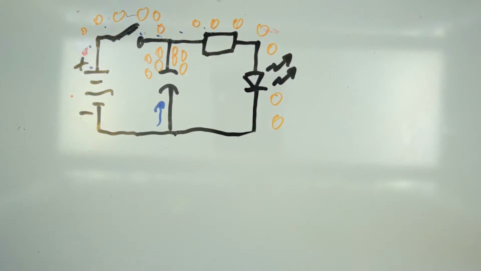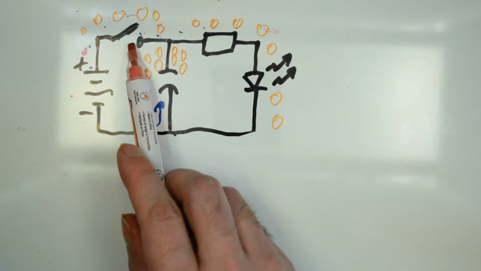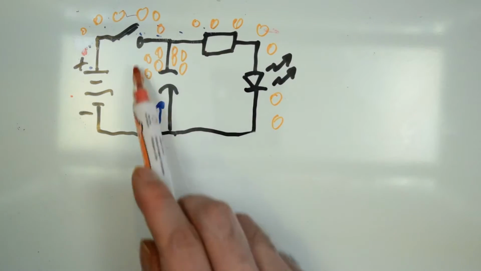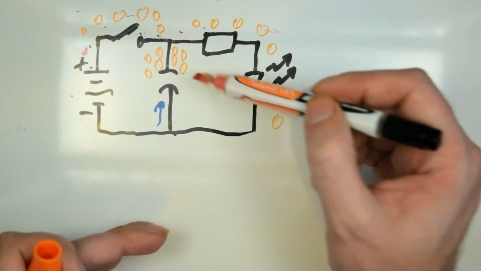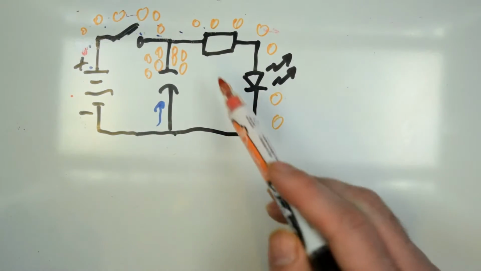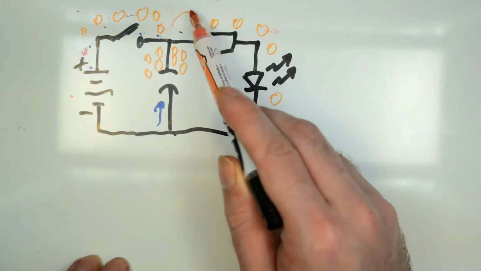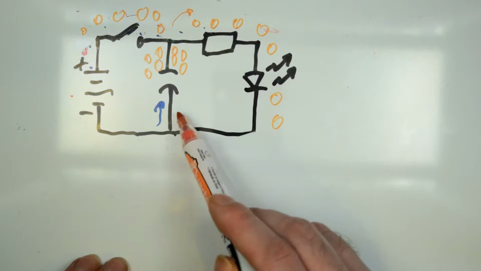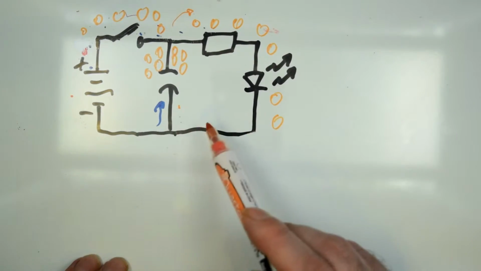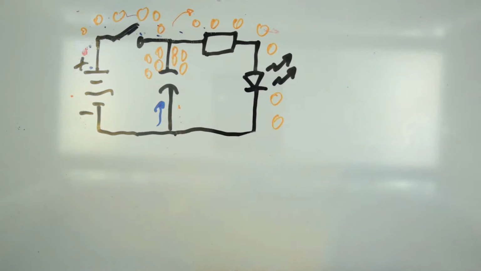Well, what happens if we open this switch? Well, you still have a bunch of holes all backed up in here, which is creating a potential difference between this side of the circuit and this side of the circuit. So those holes will then flow out of the capacitor, through the resistor, through the LED, and back. Actually, they'll flow up into here. They won't flow back to the battery, to equalize that potential difference.